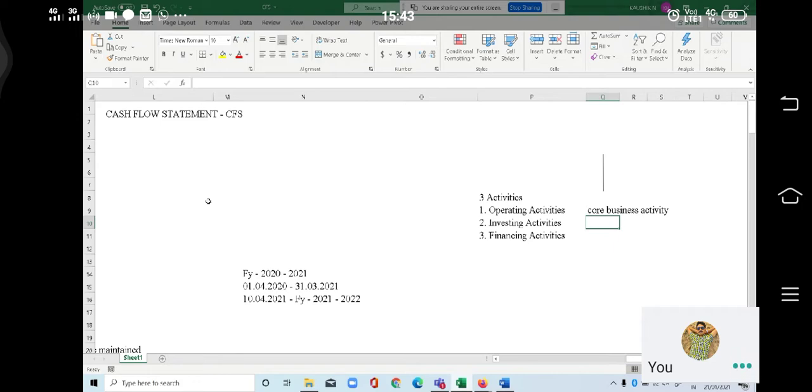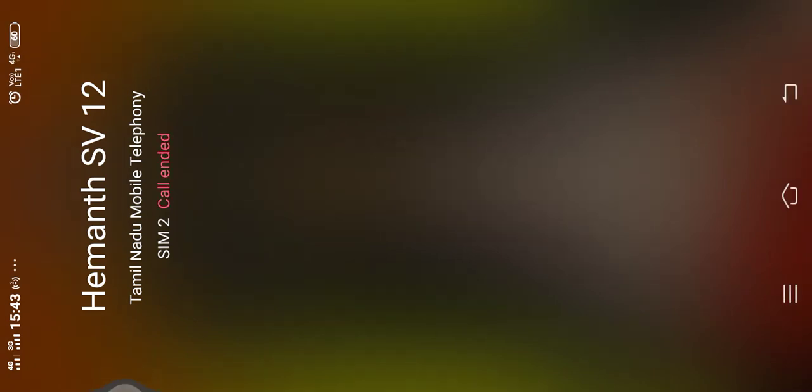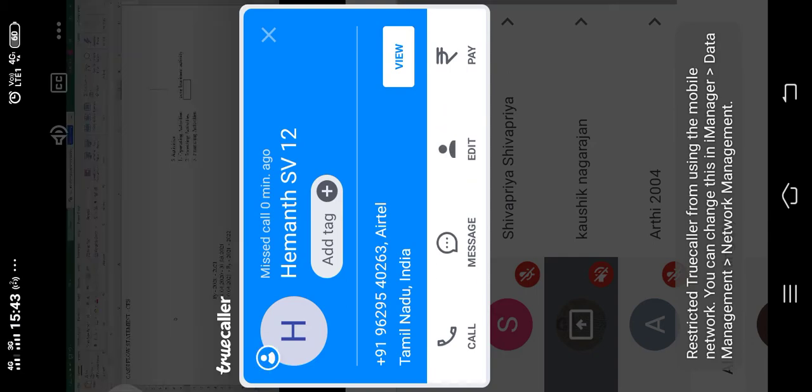Investing activity, as I say, is where they invest some amount in shares or securities, or they might invest in some deposits.